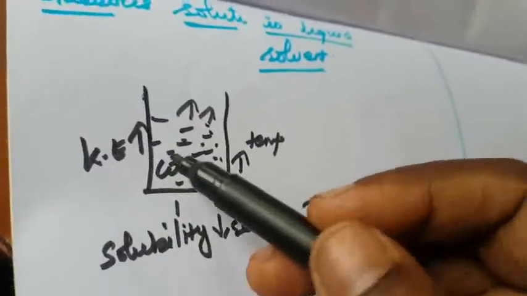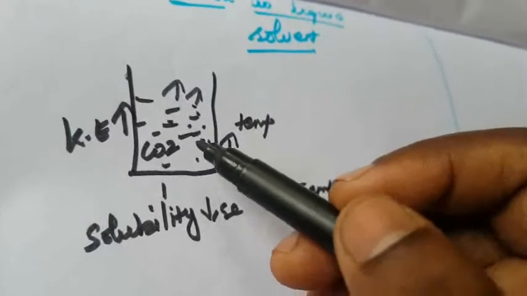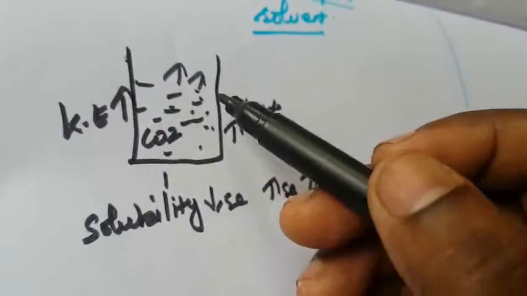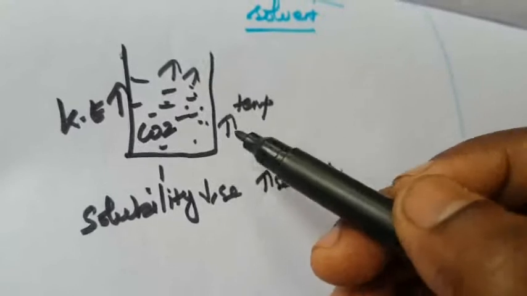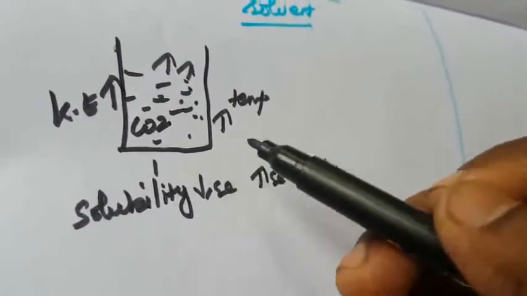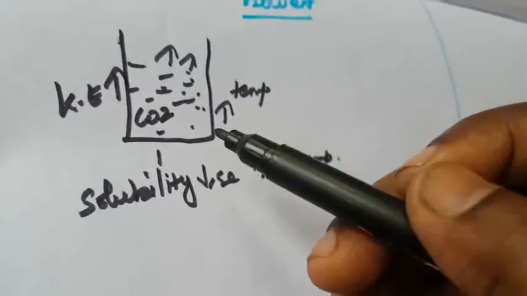That process is exothermic. Exothermic means heat is liberated. So that is the reason: when the temperature increases, the dissolution of the gaseous molecule decreases. So this is said for one example.